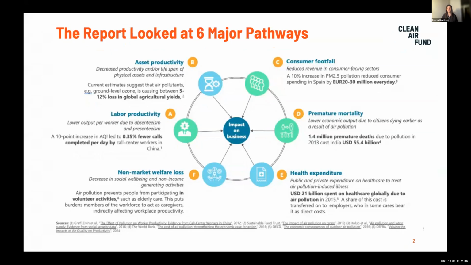We looked at asset productivity, so how well assets are functioning, and what challenges assets are facing due to high pollutants in the air. We looked at consumer footfall, which is easy to understand: were people going out or not. We looked at the impact of premature mortality on the economy. We looked at health expenditure, as well as non-welfare market loss, for example, people's inability to perhaps engage in activities like caring for the elderly.